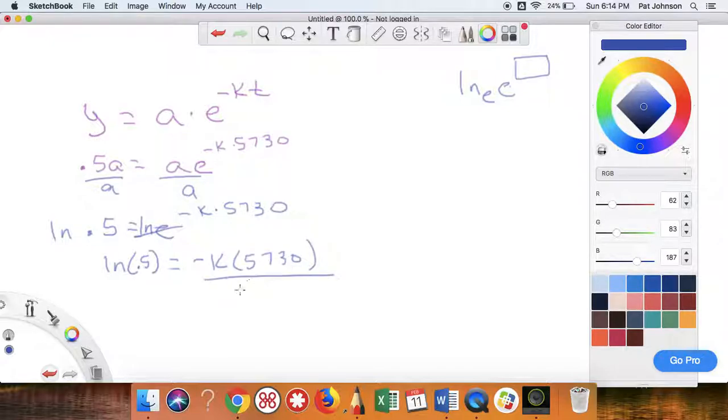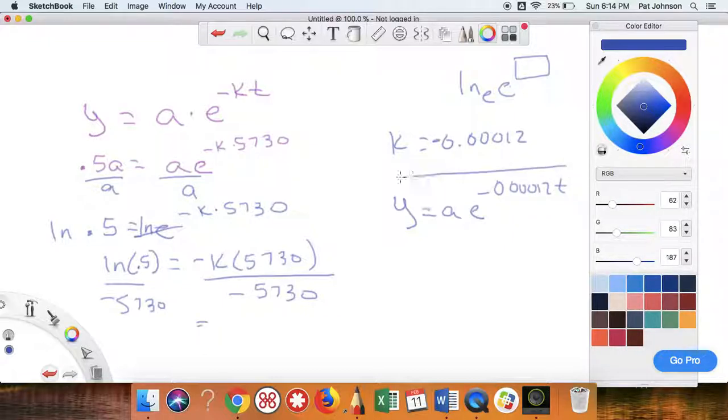Now we need to solve for k, so we divide by negative 5,730 because we want k to be positive. We simply put that in our calculator and we get k equals 0.00012. And our equation is y equals a times e to the negative 0.00012t. So there's our equation for carbon-14.